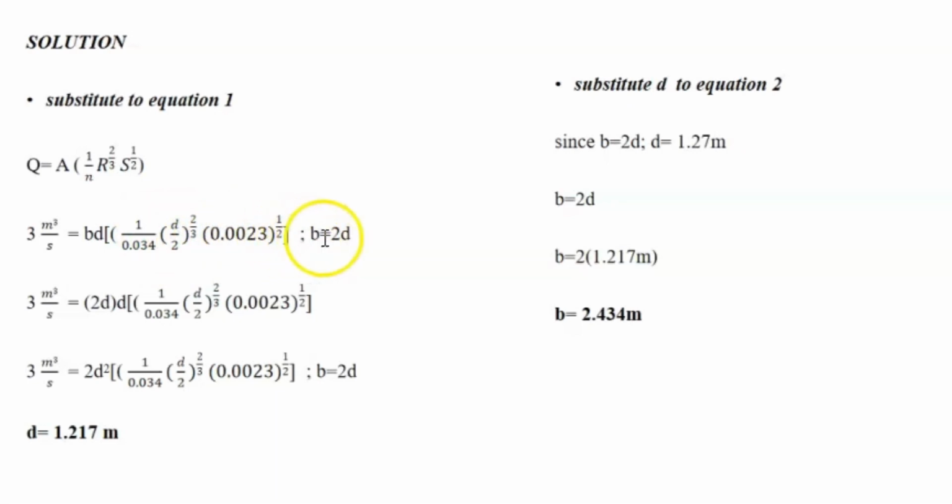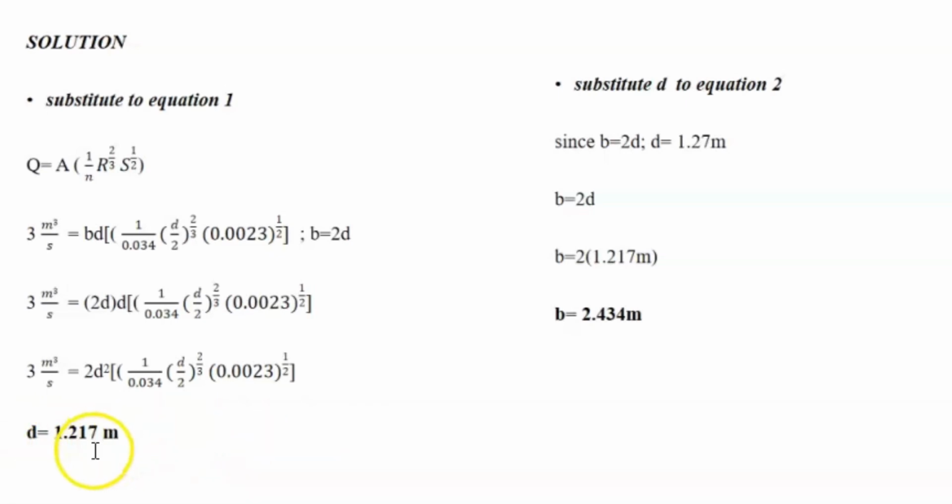So given that b is equal to 2d, we will get 3 cubic meter per second is equal to 2d squared, multiplied to 1 all over 0.034 times d over 2 raised to 2/3 times 0.0023 raised to 1/2. So computing this, we will get the value of d, or the depth, is equal to 1.217 meters.